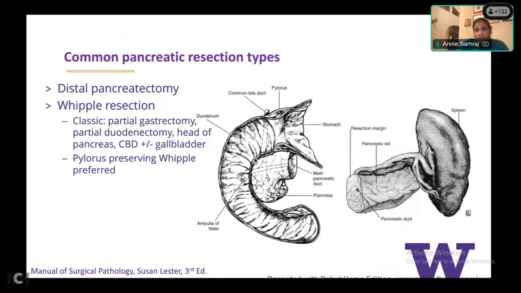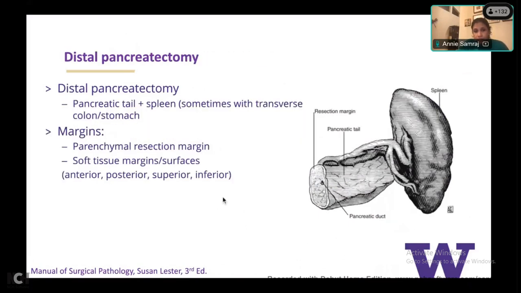The common pancreatic resection types that we deal with are the distal pancreatectomy, which is a partial pancreatectomy, and the Whipple resection. The classic Whipple involves a partial gastrectomy, partial duodenectomy, and the head of the pancreas, and sometimes includes the gallbladder. These days the pylorus-preserving Whipple is preferred. The distal pancreatectomy is a resection of the pancreatic tail, sometimes part of the body as well, and it usually includes the spleen. Sometimes there is transverse colon or stomach associated with the specimen.